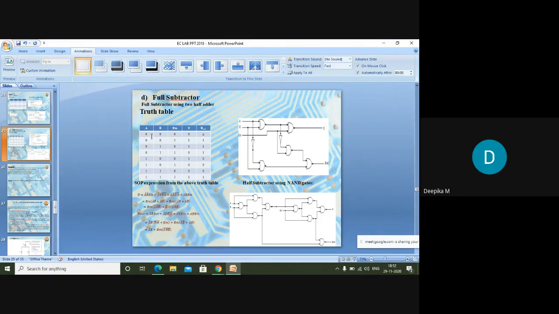You can see here, this is the truth table of the full subtractor. You can see here the difference and the borrow. By looking at the truth table, we can implement these two functions, that is the difference and the borrow, and these can be implemented the same way. This is by using basic gates, and it can also be represented by using universal gates.